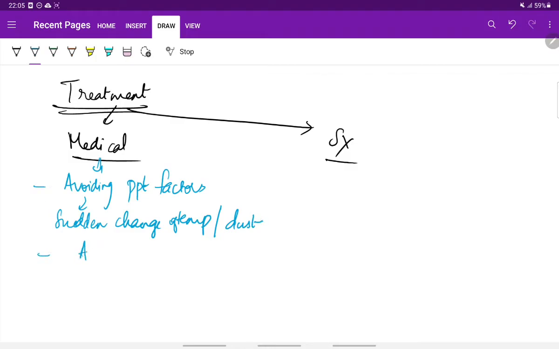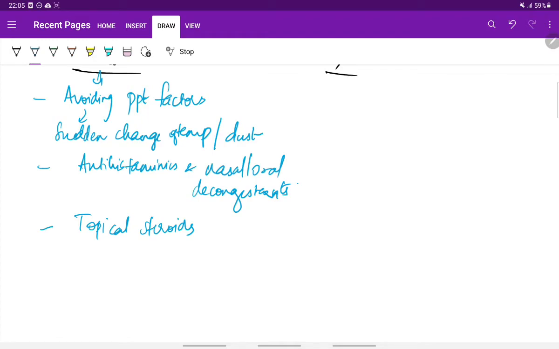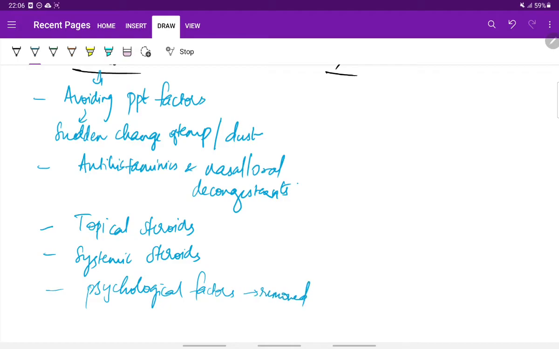Next, antihistaminics, and nasal or oral decongestants can be given to relieve nasal obstruction, sneezing and rhinorrhea. Next, topical steroids can also be given, like beclomethasone or budesonide. Systemic steroids can be prescribed for a short duration in very severe cases of vasomotor rhinitis. Next, the psychological factors should be removed, as emotions play a major role. These are all the medical managements.